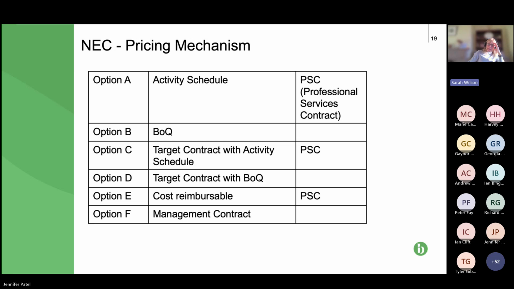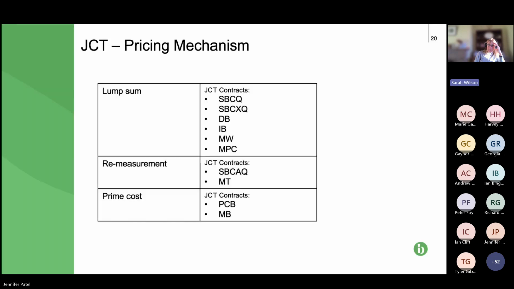Thanks. So again, this should be familiar from September and actually from last month. So these are the pricing options in NEC. The important thing to remember, of course, is that these are all available in that engineering and construction contract that we have. They are options, so you pick whichever option you want to apply. So if we can move on to the next slide, thanks.